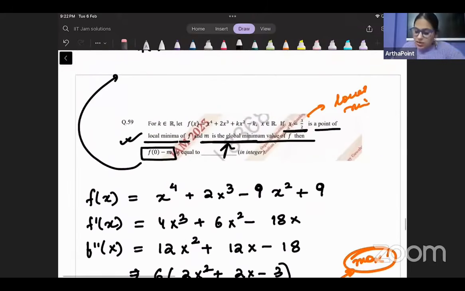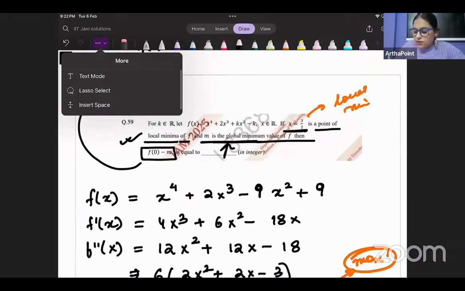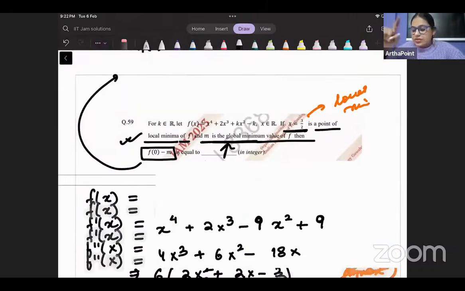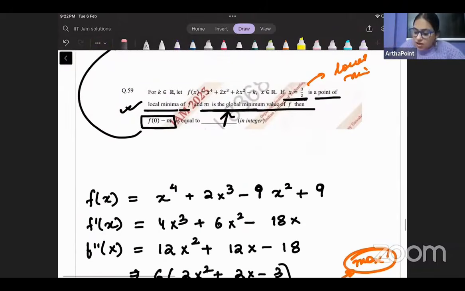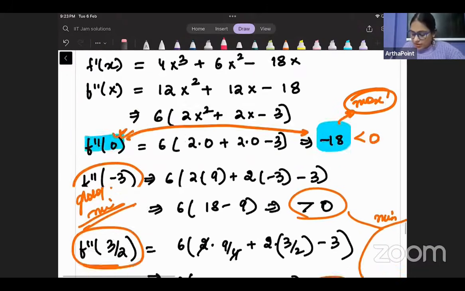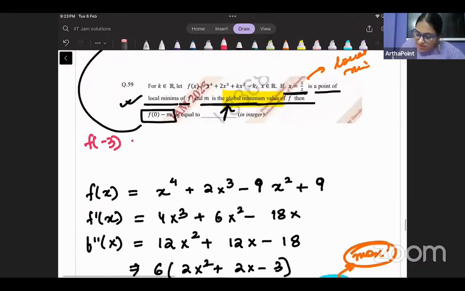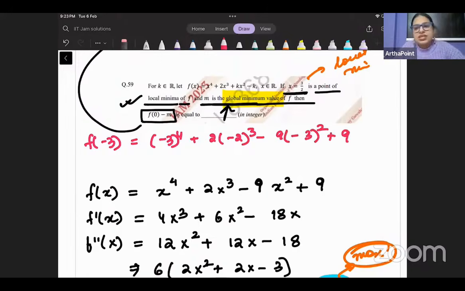अच्छा, अब हमें क्या करना पड़ेगा? We need to find the value of the function at this -3, क्योंकि हमें ग्लोबल मिनिमम वैल्यू निकालना है ना. ठीक है जी बेटा, find f of -3. What will you go ahead and get? So f of -3 will be -3 to the power 4 plus 2 (-3) whole cube minus 9 (-3) whole square plus 9. ठीक है जी.